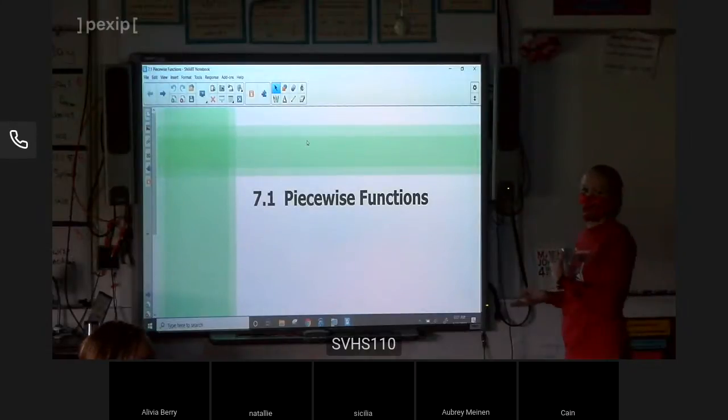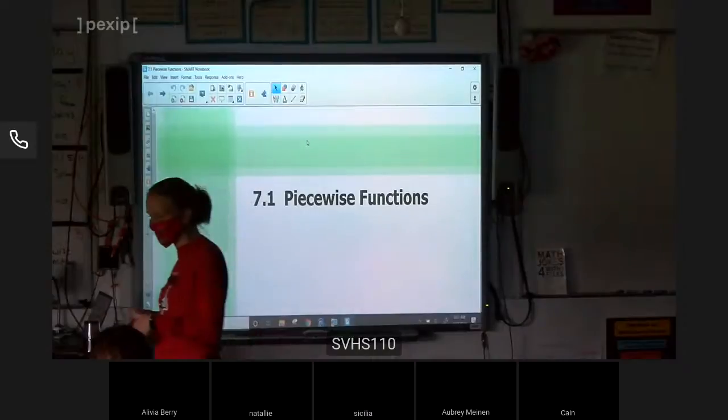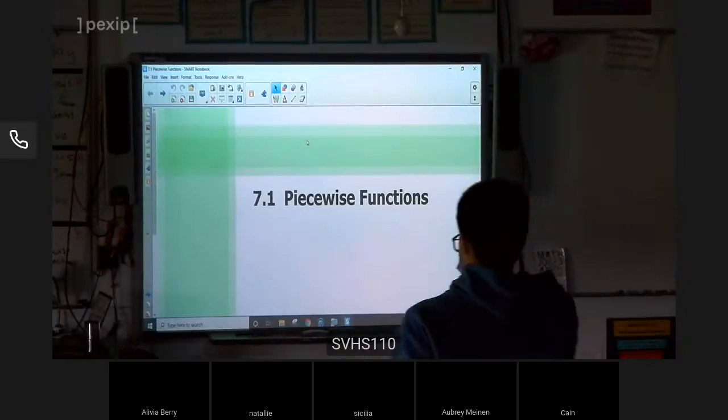different graphs. So a lot of this chapter does deal with graphs. We're going to look at some absolute value graphs as well. And then kind of reviewing. There's a teeny bit, but nothing like last chapter.